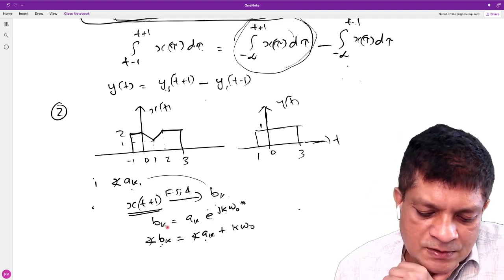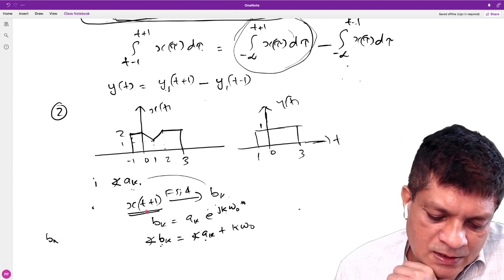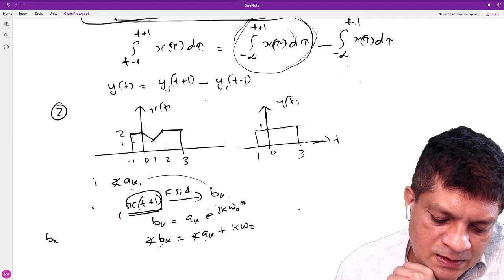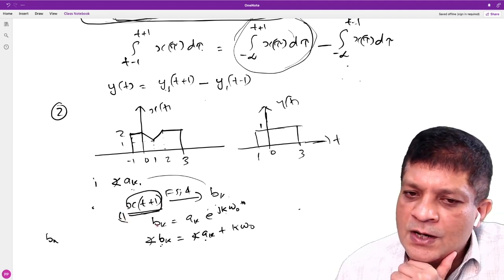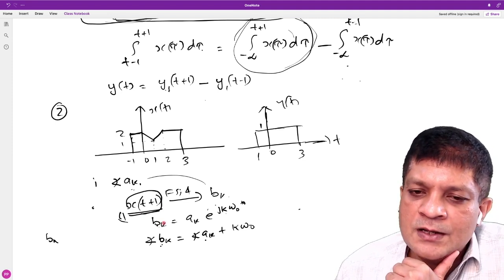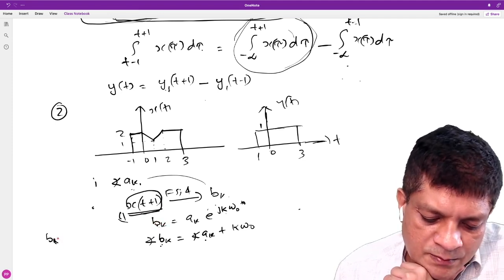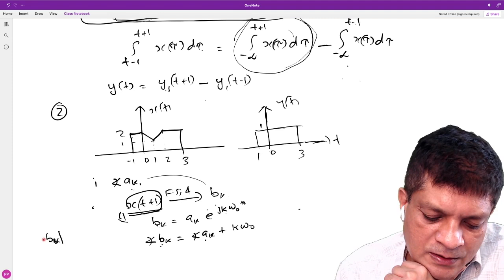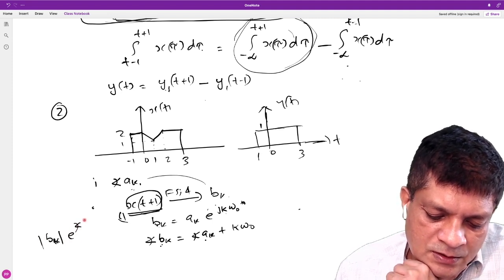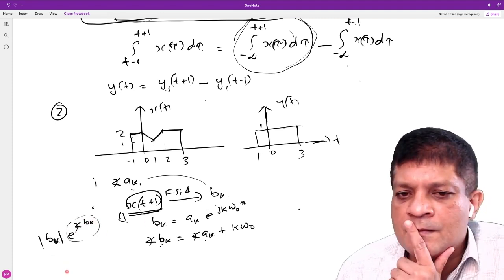What is the phase? If you consider BK, this is real and even. That implies that BK is also real and even. Real means what? BK, what is the magnitude of BK? Mod BK. And this is the phase angle of BK. What will this be if BK are real?